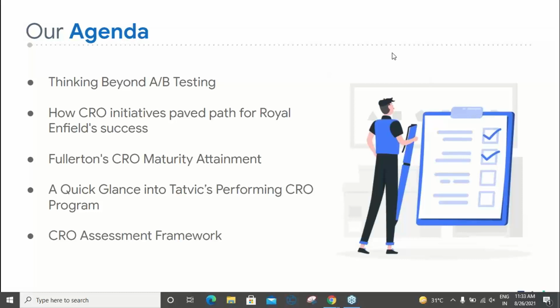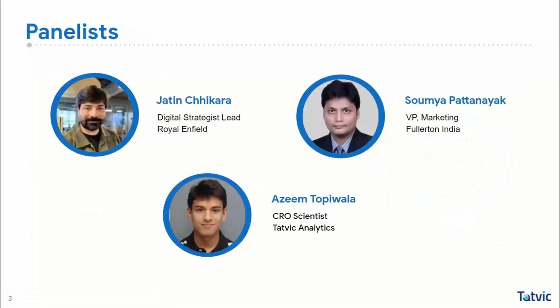To dispel a few myths about A/B testing and conversion rate optimization and get an industry expert's perspective on CRO, we have invited two of the industry's thought leaders on conversion rate optimization and also a CRO champion and scientist for today's discussion. Please join me in welcoming Jatin Chikhara, digital strategist and brand marketeer at Royal Enfield, Soumya Patnaik, Vice President Marketing at Fullerton India, and Azim Topiwala, Conversion Rate Optimization Scientist at Tatvic Analytics.